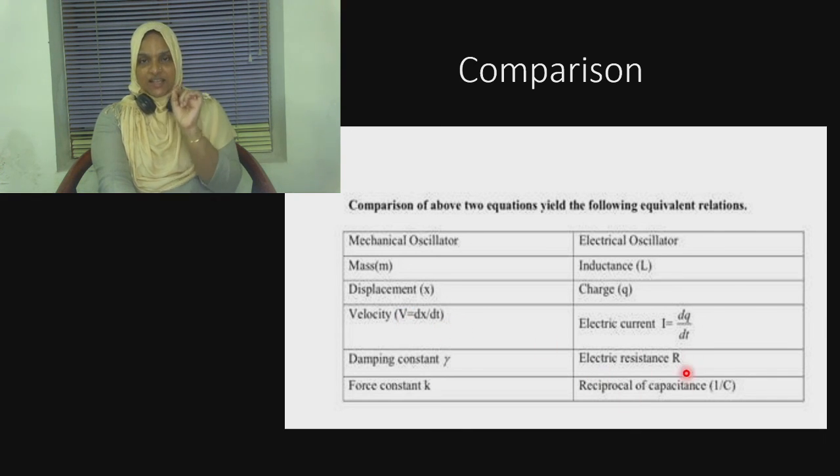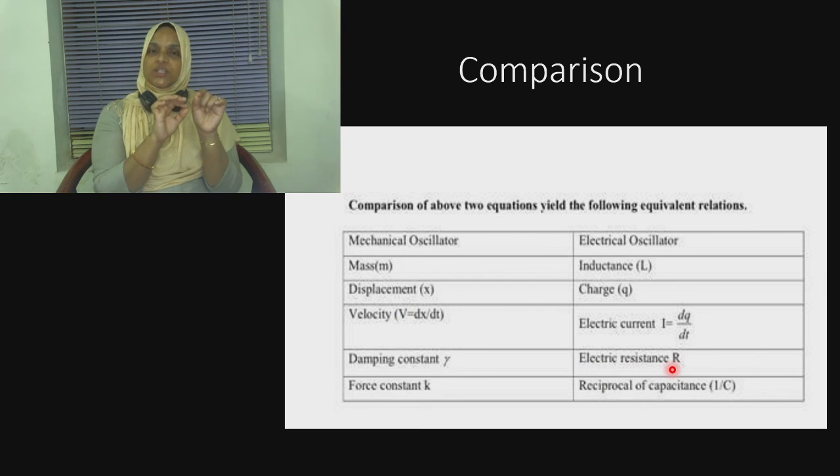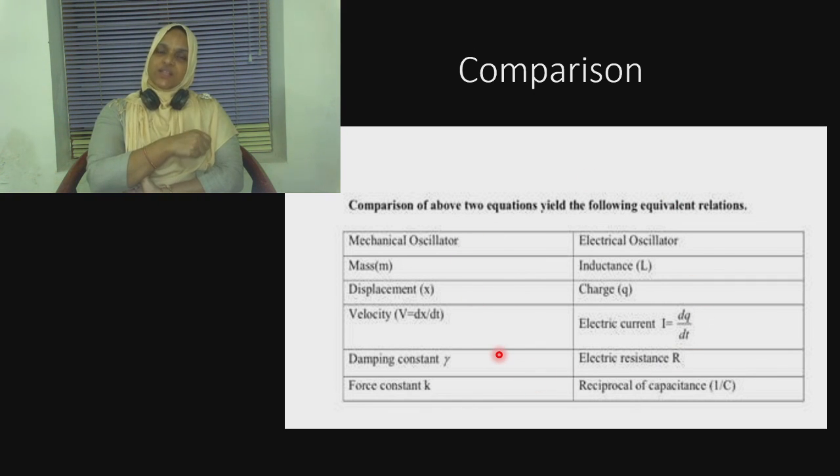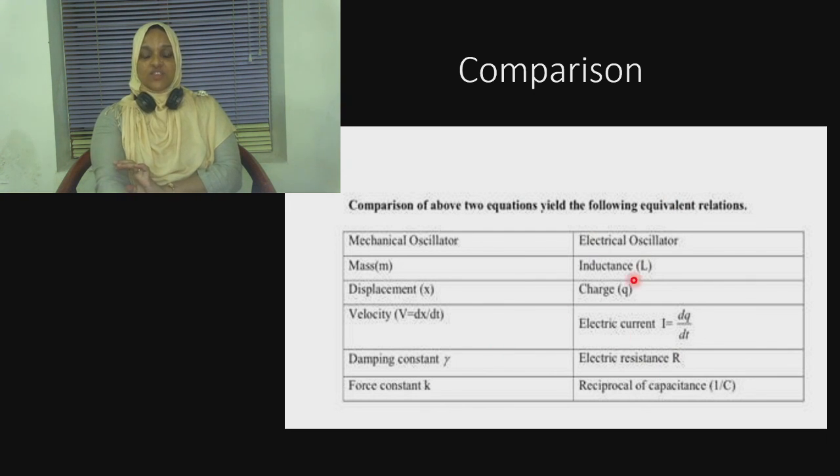Then the electrical resistance is analogous to the damping constant gamma, or damping coefficient b. Then the reciprocal of capacitance, 1 by C, is analogous to the force constant C or K. So this is a small comparison of the above two equations of the LCR oscillator and the mechanical oscillator. These are the components of an electrical oscillator which are analogous to the components of a mechanical oscillator.